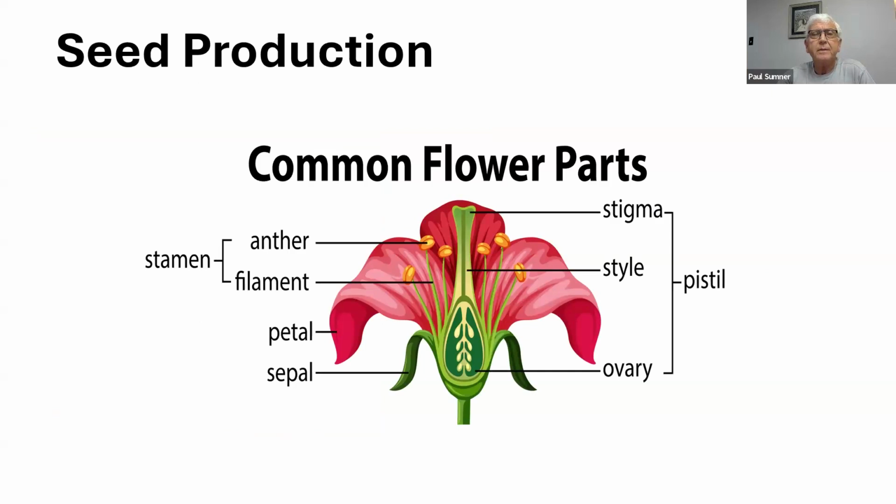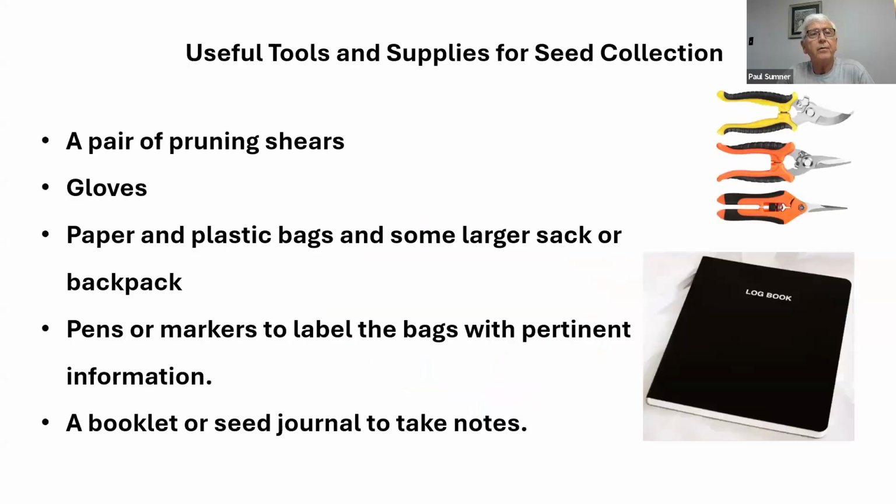Seed production. Native plant flowers are pollinated by butterflies, bees, and insects of various kinds. And then from that fertilization, seeds are developed in the ovary of the plant. And that's where we're going to go from there.